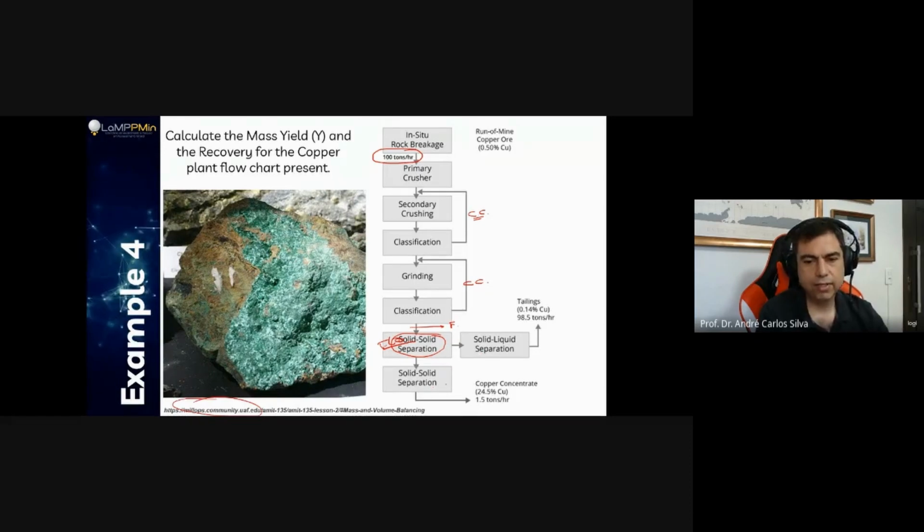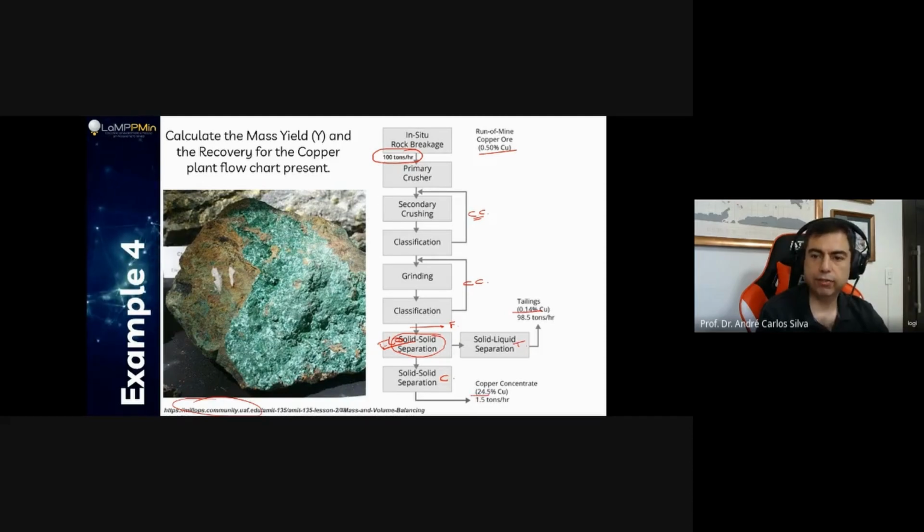Then we have solid liquid separation for the concentrate and solid liquid separation for the tailings. Now it makes sense. Okay, now the flow sheet makes sense. So what do we know for sure? That we have a feed grade, a cutoff grade of 0.5% copper, okay? And we produce a tailings with 0.14% copper, and we are able to produce a copper concentrate of 24.5%, okay?